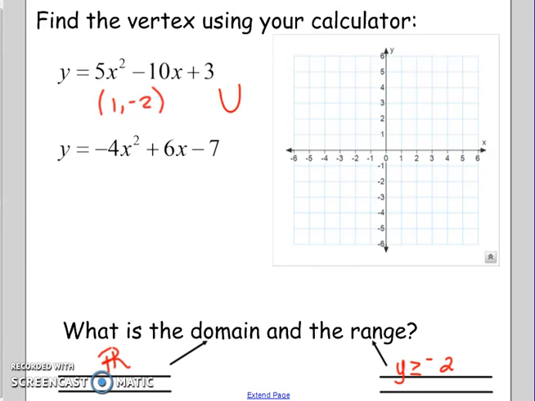So now I'm going to write that point, (0.75, -4.75). And then the domain of that is going to be all real numbers. The range, since this one opened down, y is going to be less than or equal to the y value of the vertex, which is -4.75.